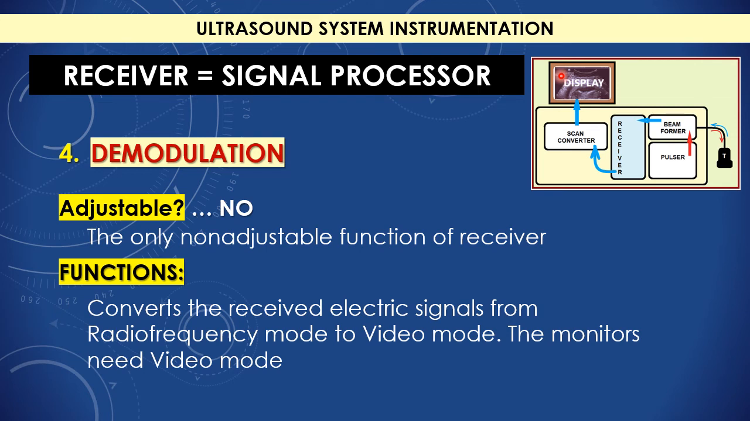This is the reason why this function is unadjustable, because if you change it, you will get the image lost, completely lost. That's why this function is kept unadjustable, right? So what happens here is conversion of radio frequency mode to the video mode, okay?